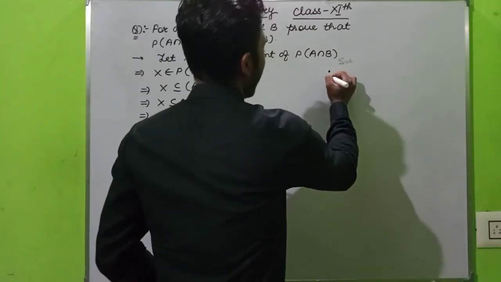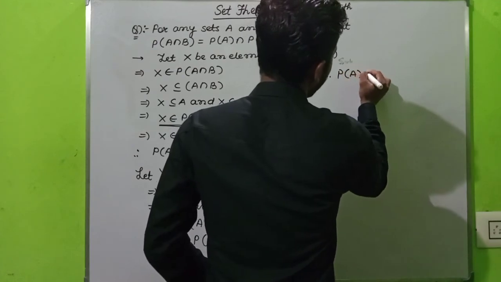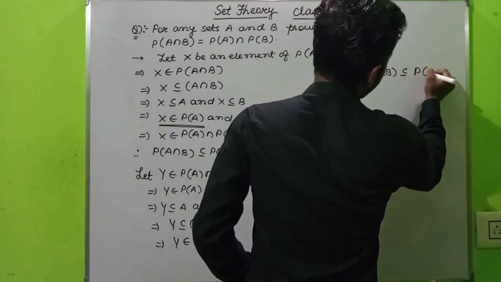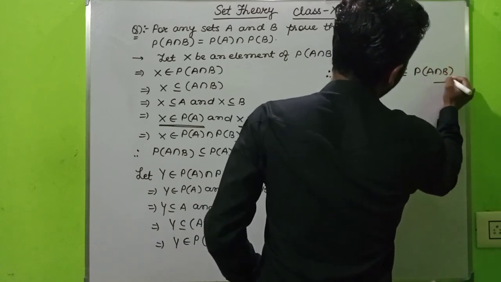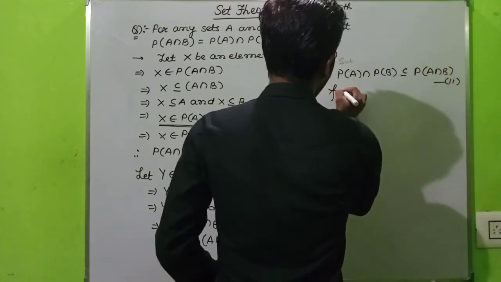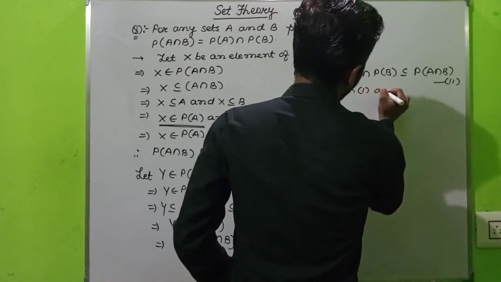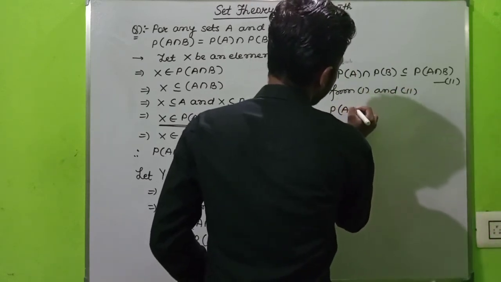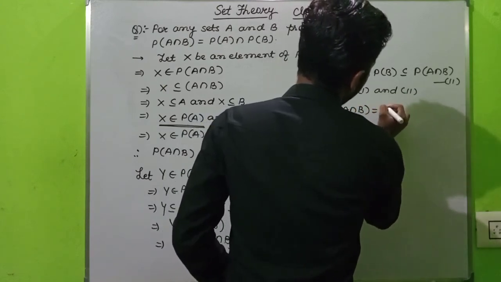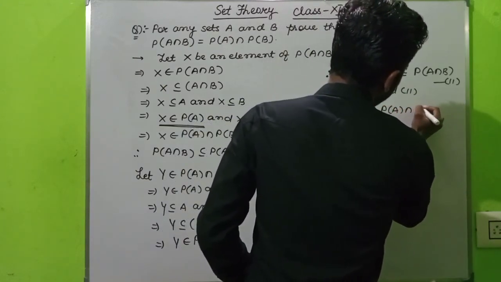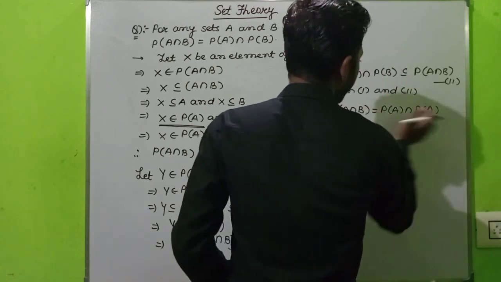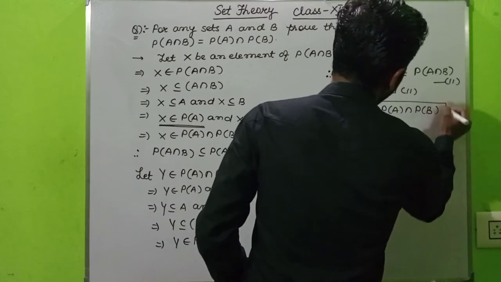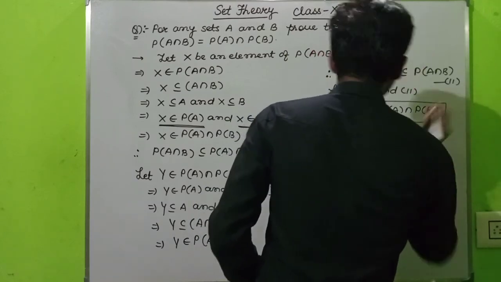Therefore we can say that power set of A intersection power set of B is a subset of power set of A intersection B. Equation 2. So from equation 1 and 2 we can say that power set of A intersection B is equal to power set of A intersection power set of B. So in this way we can solve this question.